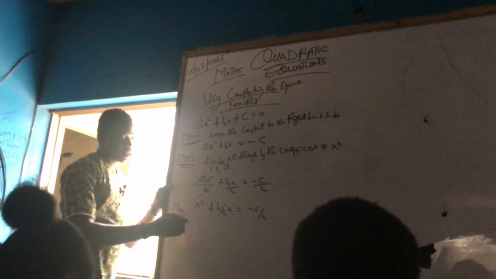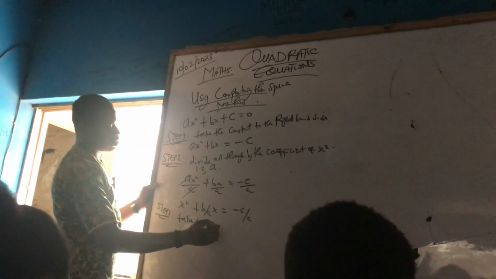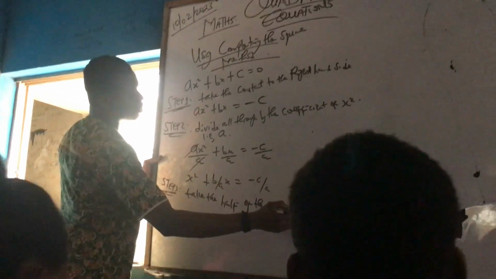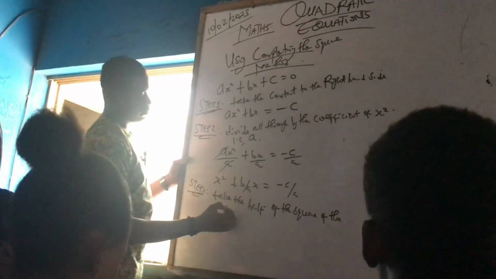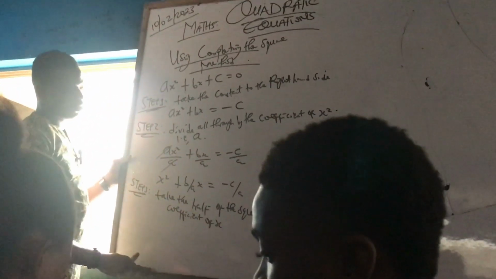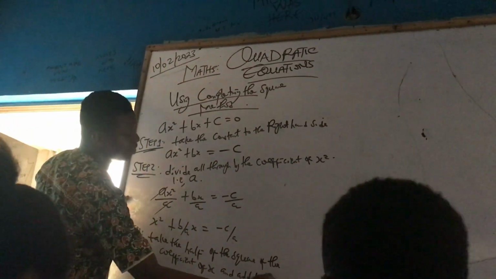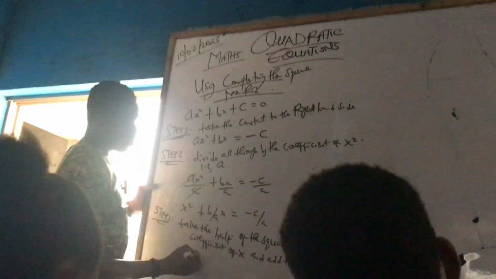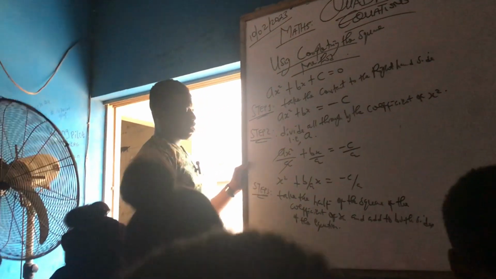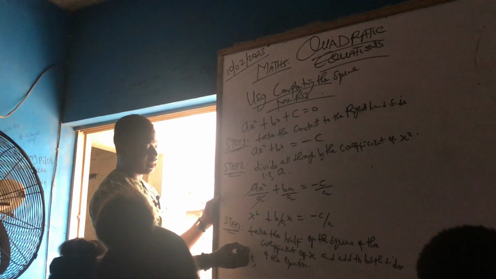comes in step 3. Take the half of the square of the coefficient of x and add to both sides of the equation. Now let's see what we mean. That is, i.e. means that is.